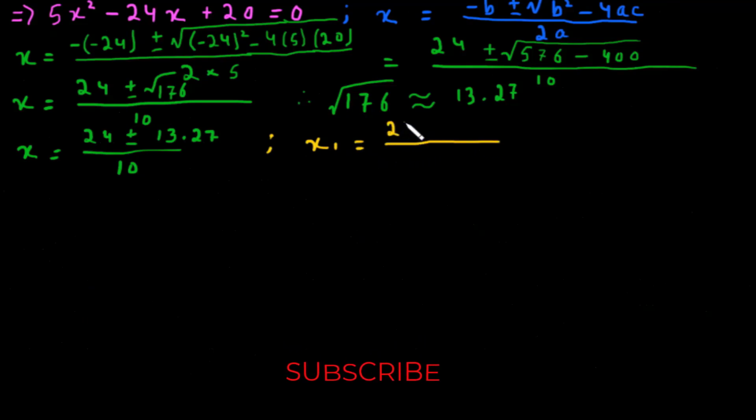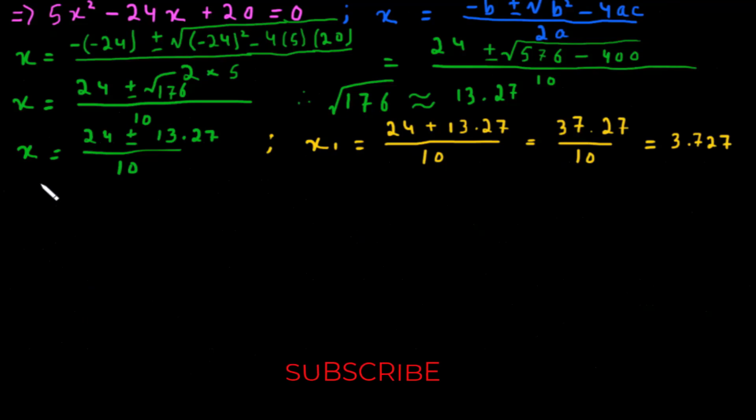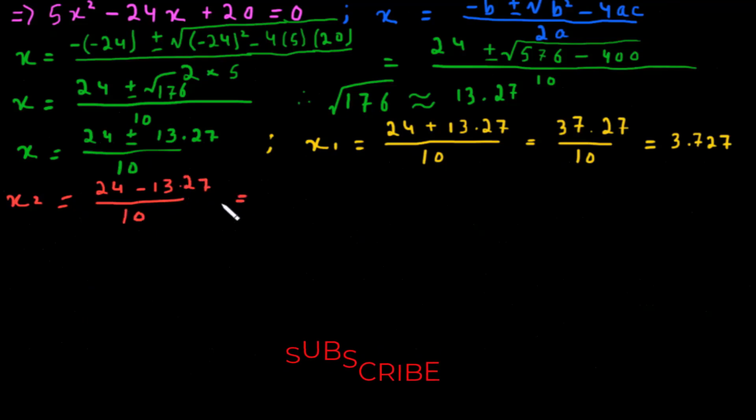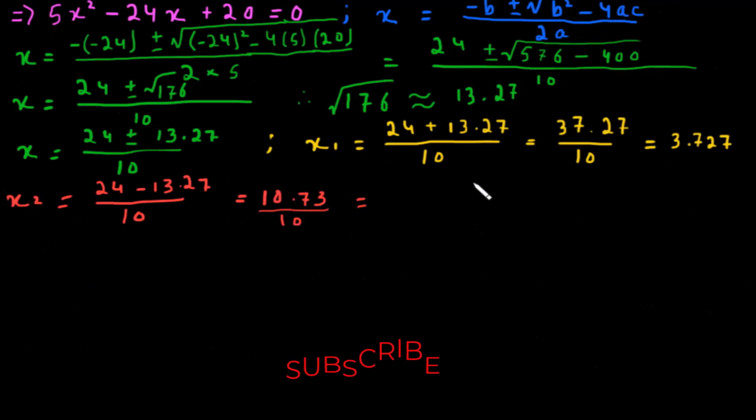So let me first take the addition and name it x sub 1. So that is 24 plus 13.27 divided by 10, and this is equal to 37.27 divided by 10, that is equal to 3.727. Alright, now let me take the x value with the subtraction, that will be x sub 2, the second value of x. So 24 minus 13.27 gives me 10.73, so when this 10.73 is divided by 10, we will get 1.073.